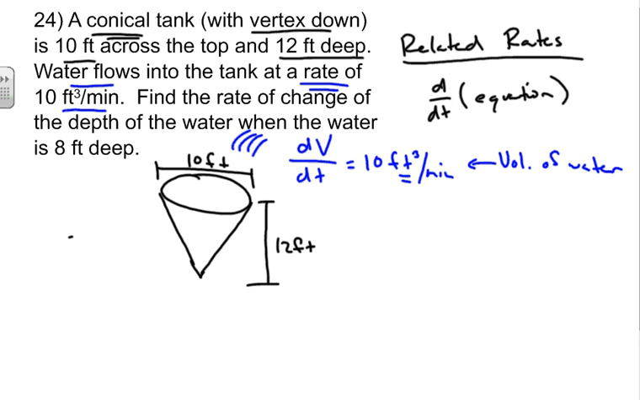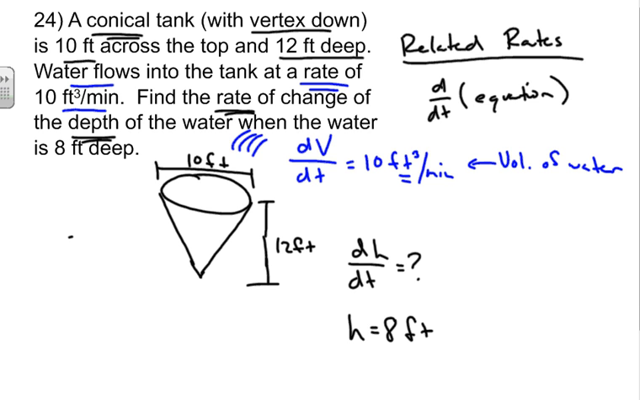Now, find the rate. Find the rate of change of the depth. The depth we're talking about is the height, so we're looking for another rate. That would be d over dt of the height, and we'll say this is h. So dh/dt is what we're trying to find when the water is 8 feet deep. We'll erase that right there. So when h, the height of the water, is 8 feet deep.